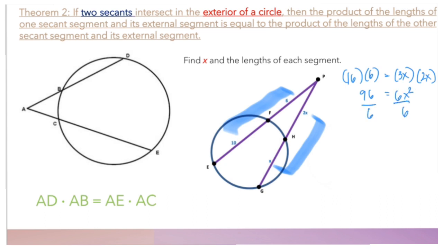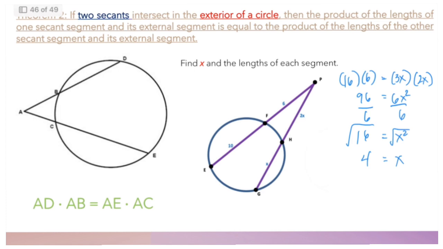Divide both sides by 16. This will be 16 is equal to x squared. And to get the value of x, get the square root of both sides, our answer is x equal to 4. So if you want to check that, you simply have to substitute. So this one will be 4. This one will be 2 times 4, basically 8.